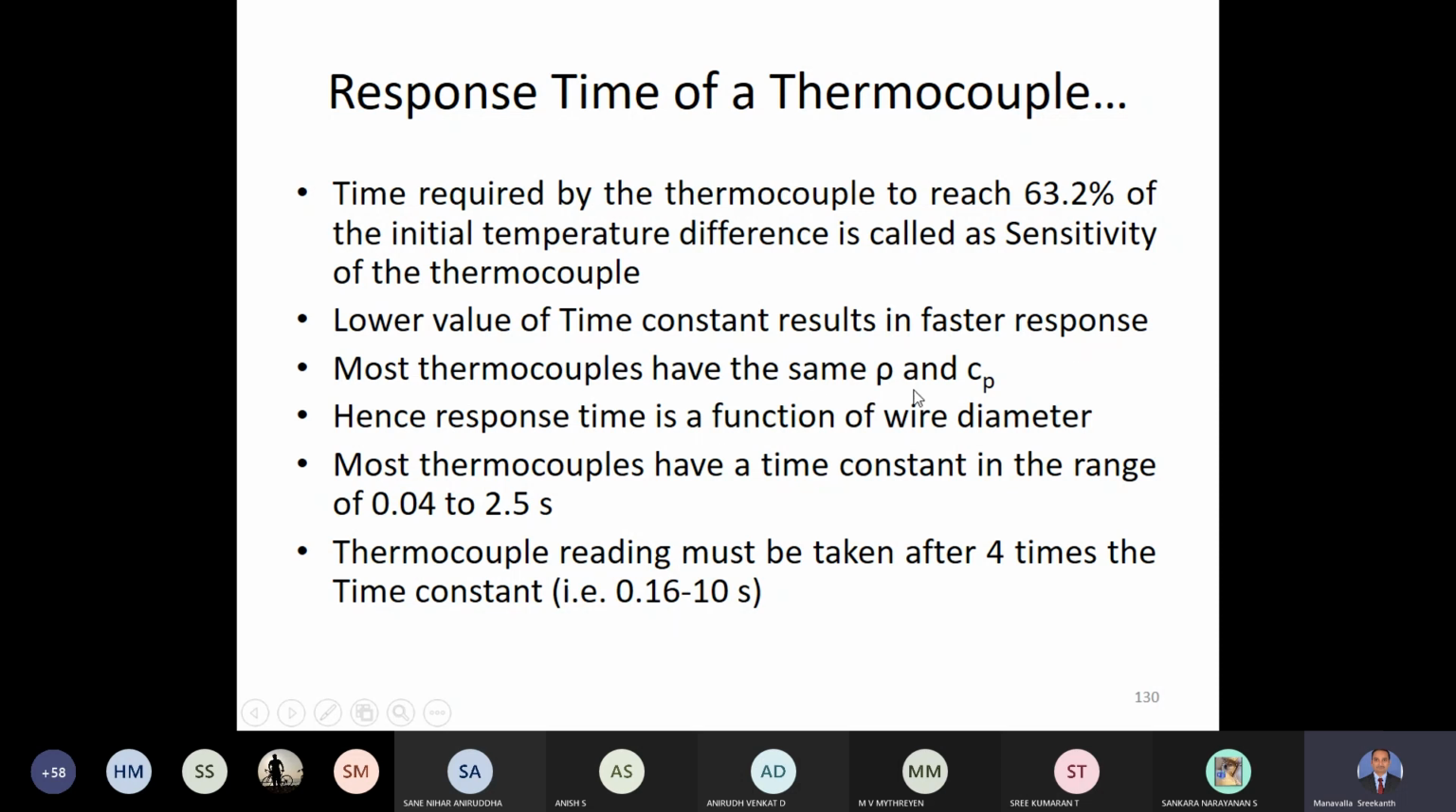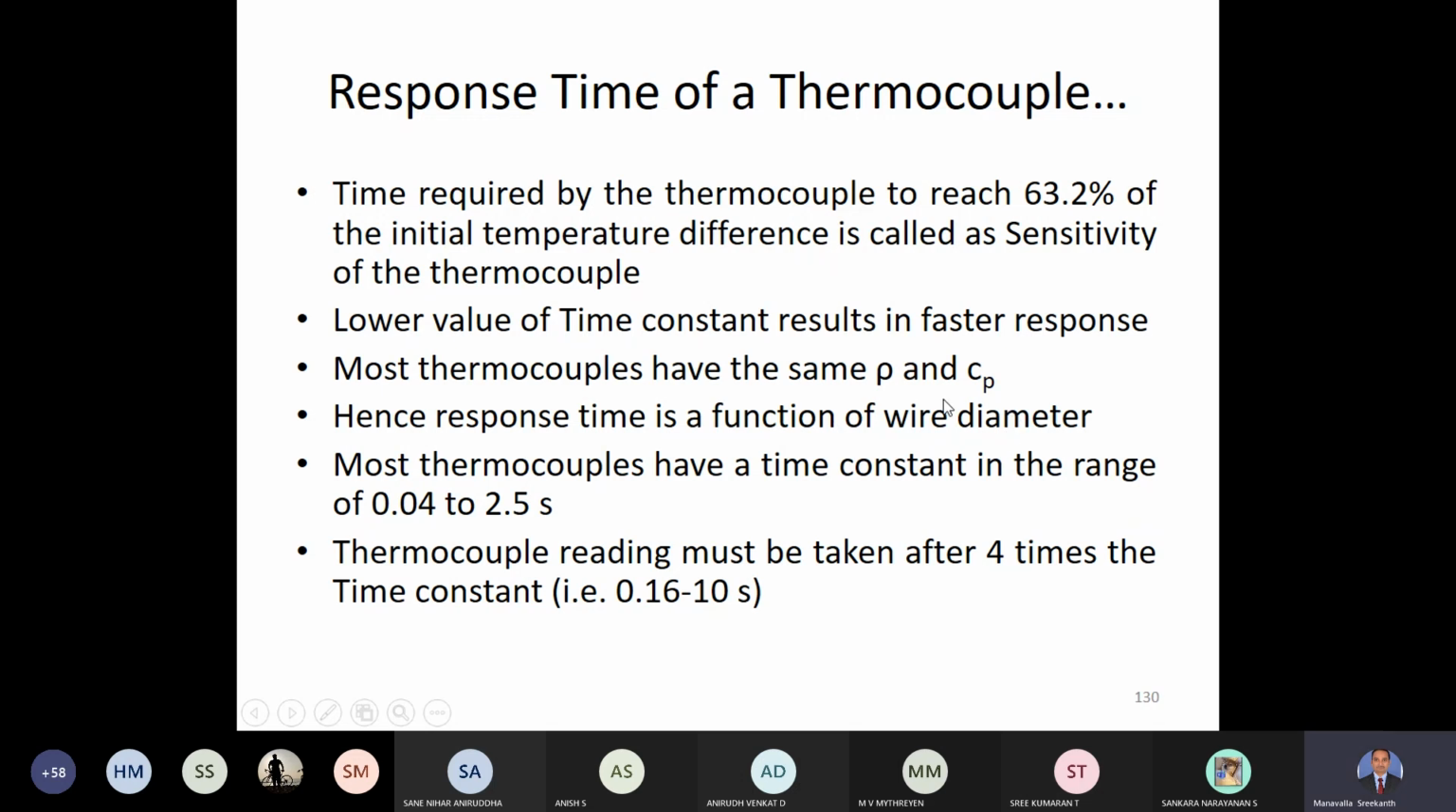Most thermocouples have the same rho and Cp. Thermocouple materials are made out of good conductors, usually copper. Therefore, we have the same density and specific heat. Hence, the response time is a function of the wire diameter only.